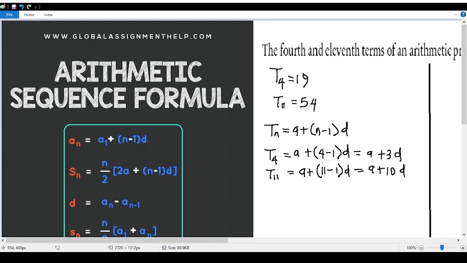Now, if we've gathered this information straight, we can now say that since T4 is equal to 19 and T4 is also equal to a plus 3d, we can say a plus 3d, which is the fourth term, is equal to 19. And on the other hand, we could equally say a plus 10d, that's the 11th term, is equal to 54. Now, we can use this.